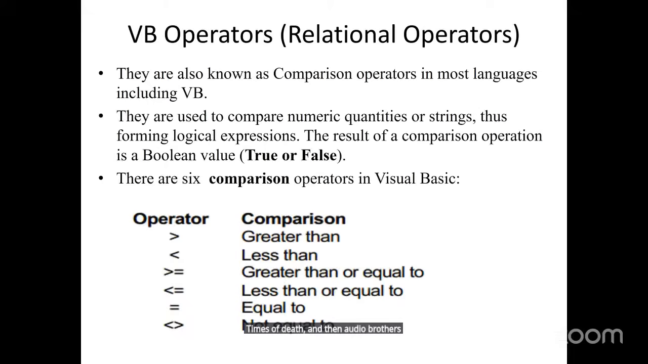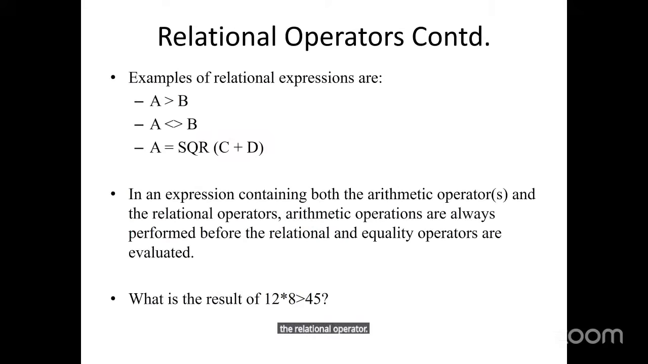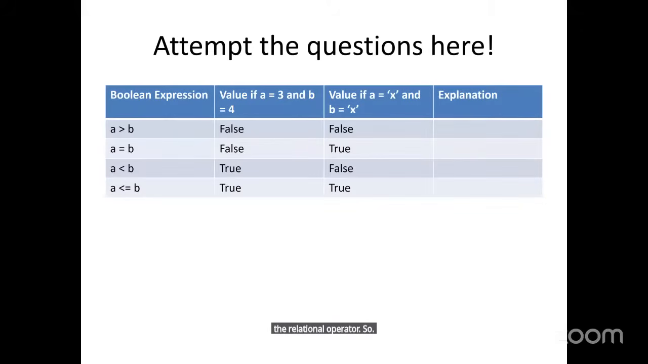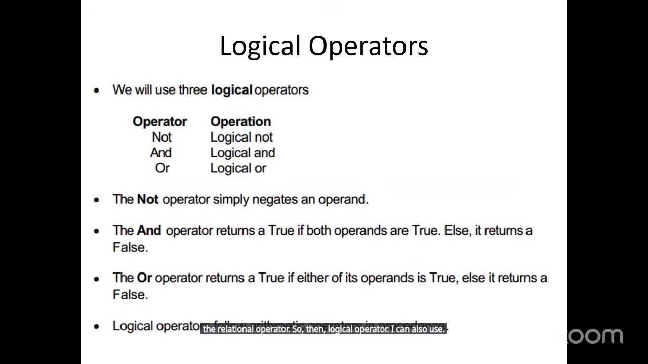So we have what? The relational operators, which are for comparison. I want to compare two locations, maybe is one greater than the other, and all of that. So I use the relational operator. Then the logical operators. I can also use a logical operator, which is what? The Not, And, Or. Both the relational and logical will be more useful when we talk about control structures.